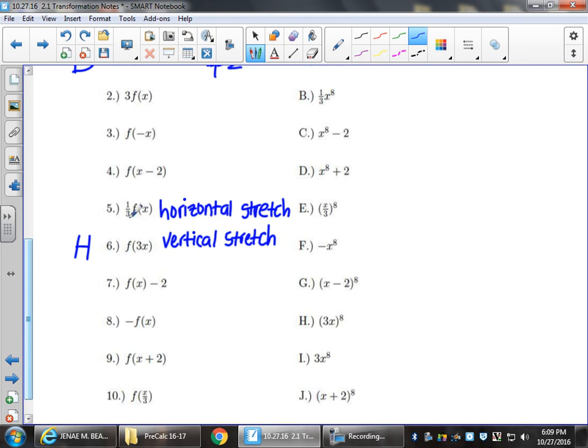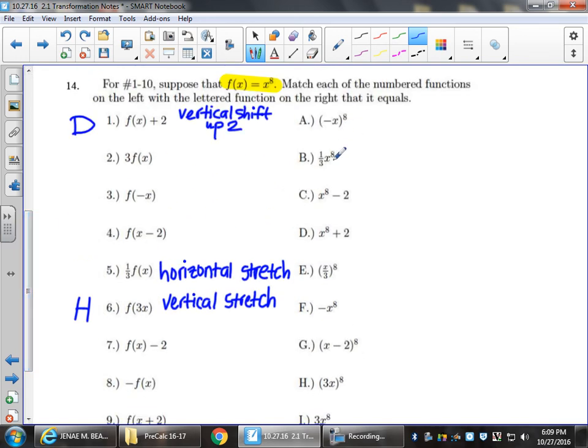So now I'm visually going to ask myself, what was f of x that I was given? It was x to the 8th. So can I find 1/3 times x to the 8th? And I'm looking, starting with A, no, B, yes. 1/3 times x to the 8th.